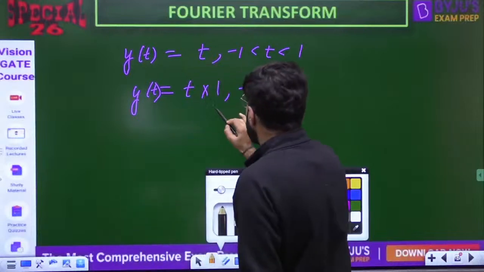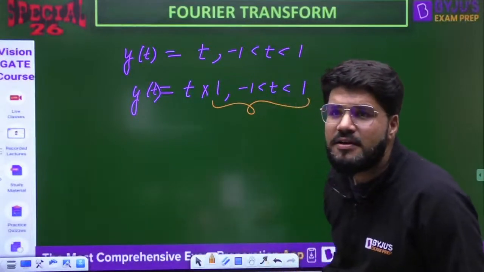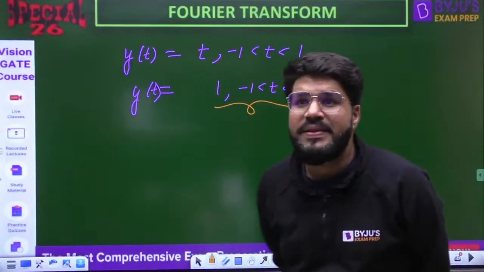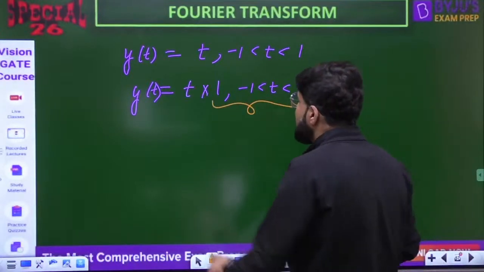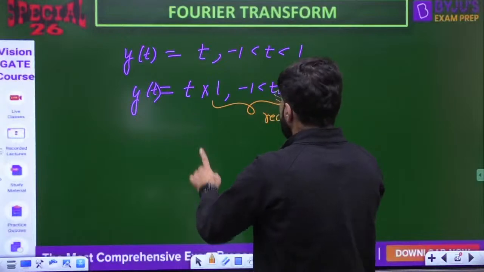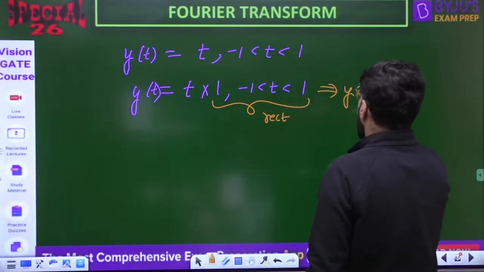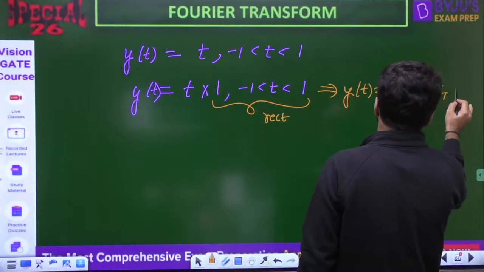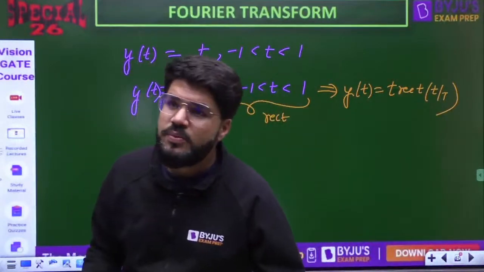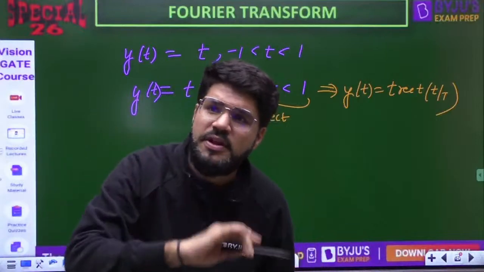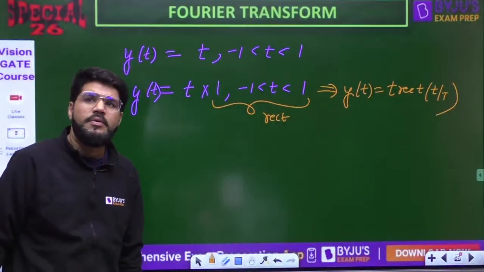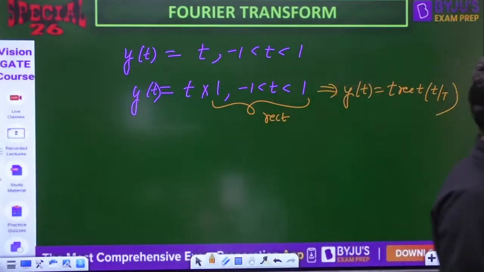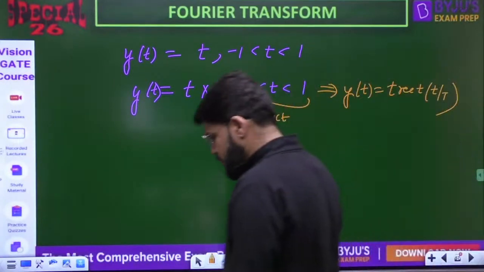How much is this portion? What is this, dear? Forget the t. 1, -1 less than t less than 1, that is the x(t), that is the rect signal. This definition is the rect definition. So I can say that the y(t) signal is nothing but t times the rect signal. And t times is the property, frequency differentiation property. So this question using the rectangle signal is on the frequency differentiation property. Frequency differentiation property. Okay?